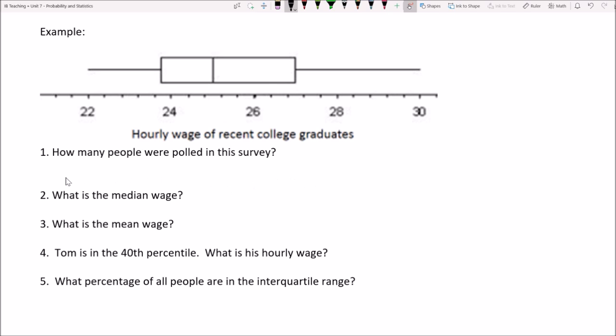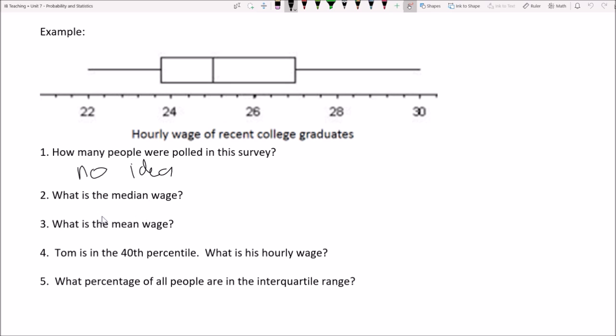So here we go. How many people were polled in the survey? We actually have no idea. Literally none. We're talking about the hourly wage of college graduates, so there have to be at least 4 or 5 people polled in order to generate this box and whisker plot, but it could have been 1 million people. I have no idea. That's one of the weaknesses of these.